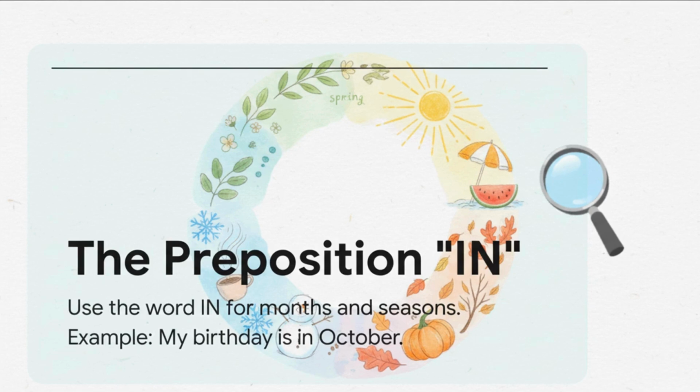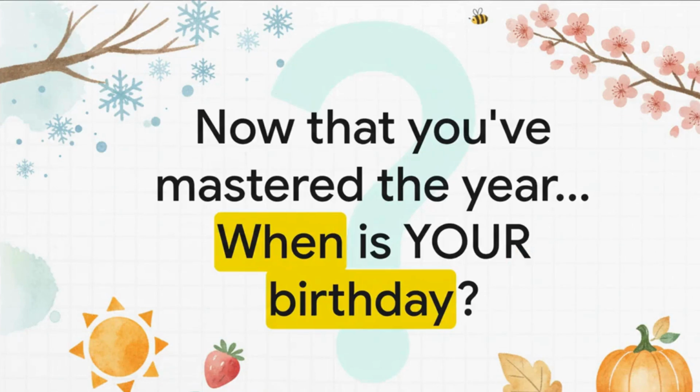Besides just knowing the order, here is a super simple but really powerful rule to remember. When you talk about something happening during a month or a season, the word you need is "in." For example, my vacation is in August, or the leaves change color in autumn. Simple, right? And that leads me to a final question for you.